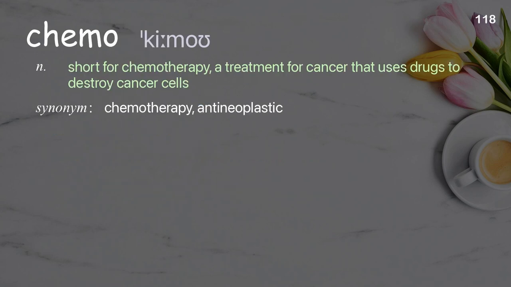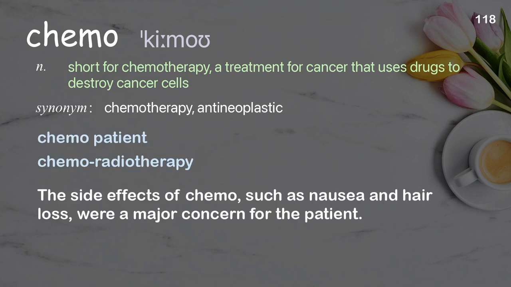Chemo: short for chemotherapy, a treatment for cancer that uses drugs to destroy cancer cells. Examples: chemo patient, chemoradiotherapy. The side effects of chemo, such as nausea and hair loss, were a major concern for the patient.